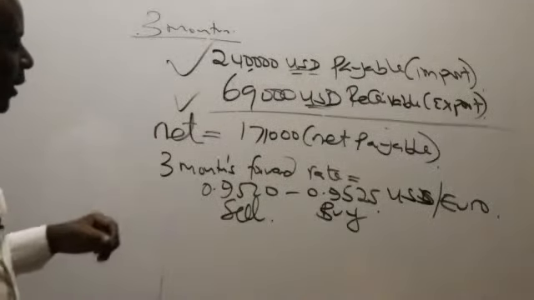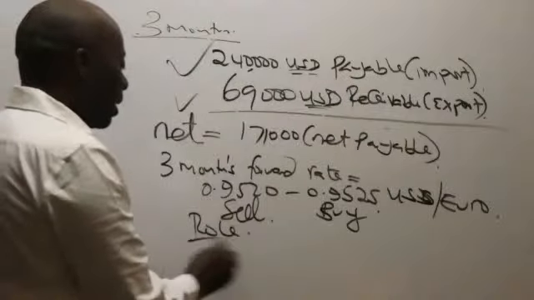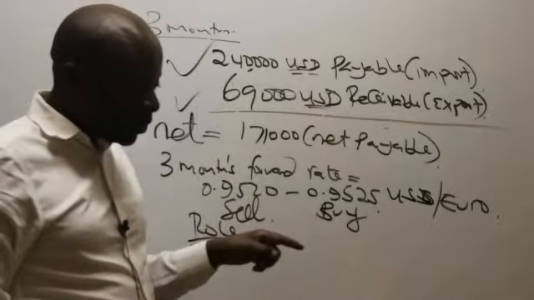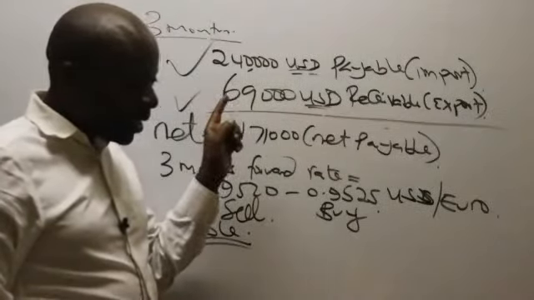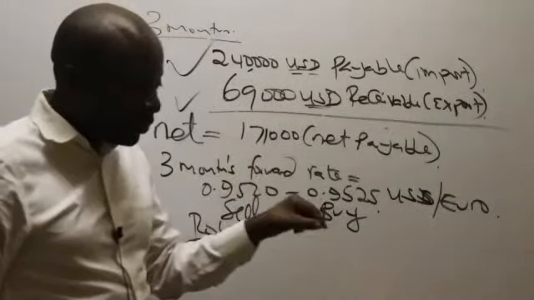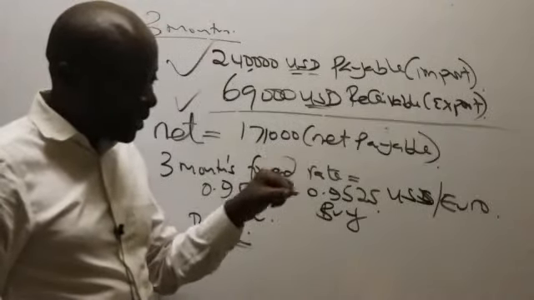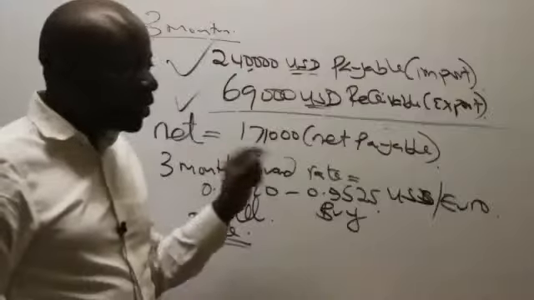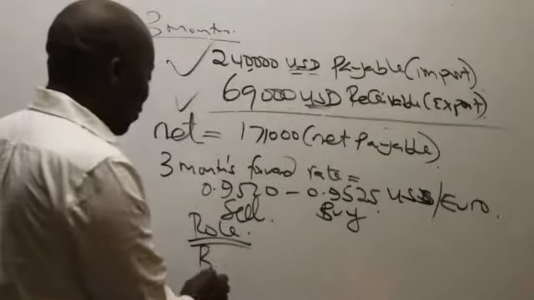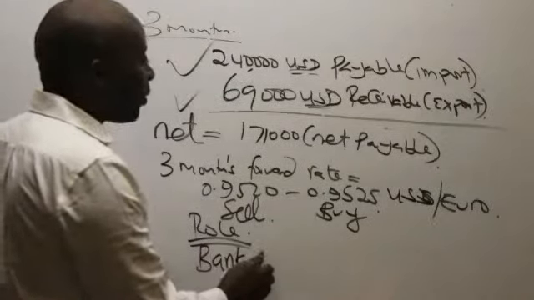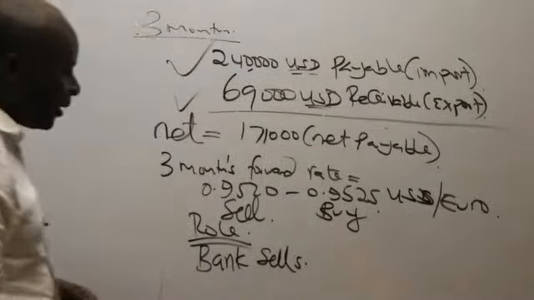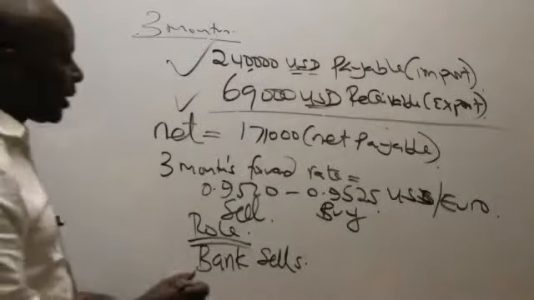And then there is something you guys haven't told me. You haven't told me the role of the bank. So role of the bank, ladies and gentlemen, if it is foreign receipt, I know the bank buys. But now this is a payment. It's not a foreign receipt. This is a payment, so it has to be the opposite. So the bank sells. So the bank sells at what rate?